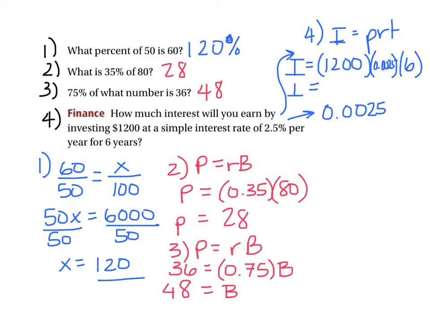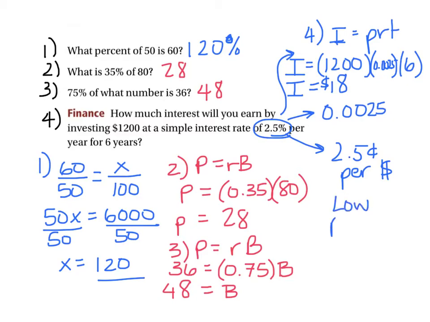Seems too small, doesn't it? $18 for 6 years. But yes, that's an interest rate of 2.5%. Remember, an interest rate of 2.5% means 2.5 cents per dollar invested. Okay, so those interest rates are not very high, and that's because that would be what we call a low-risk investment. Let's fix that. Hold on. Sorry. Sometimes I make sound effects, if you haven't noticed.